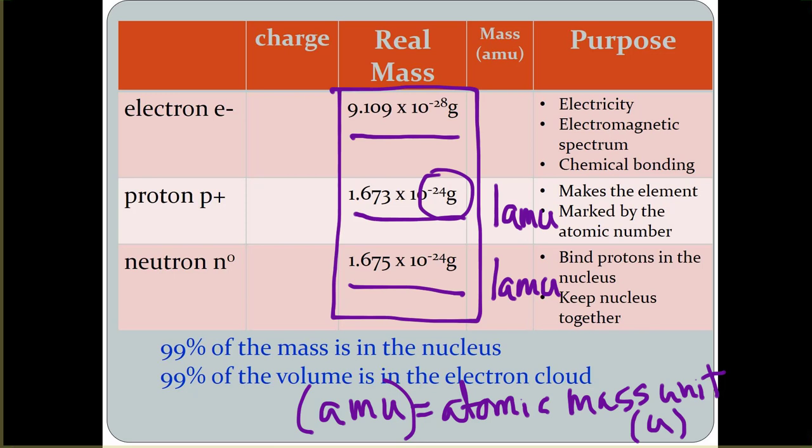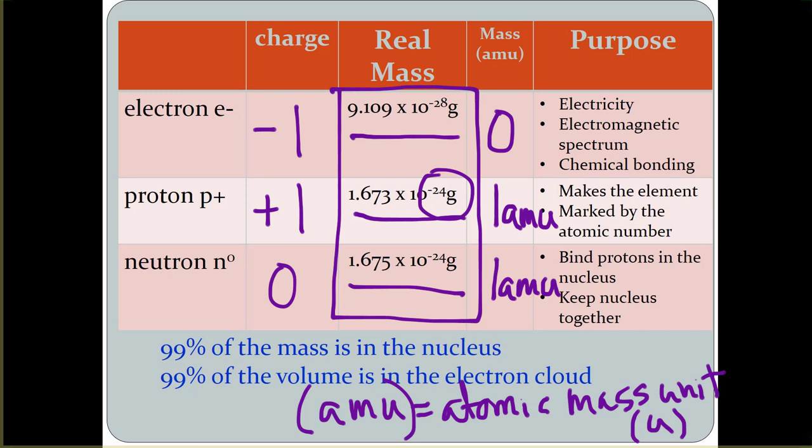Let's look at the electron. Notice the electron does have a mass, but in comparison with the proton and neutron, it is so small, so we say it has an atomic mass unit of 0. Let's go ahead and look at the charge. So we already said the charge of an electron is a -1, and the proton is equal in magnitude but opposite in charge, so a +1, and a neutron has a 0 charge.